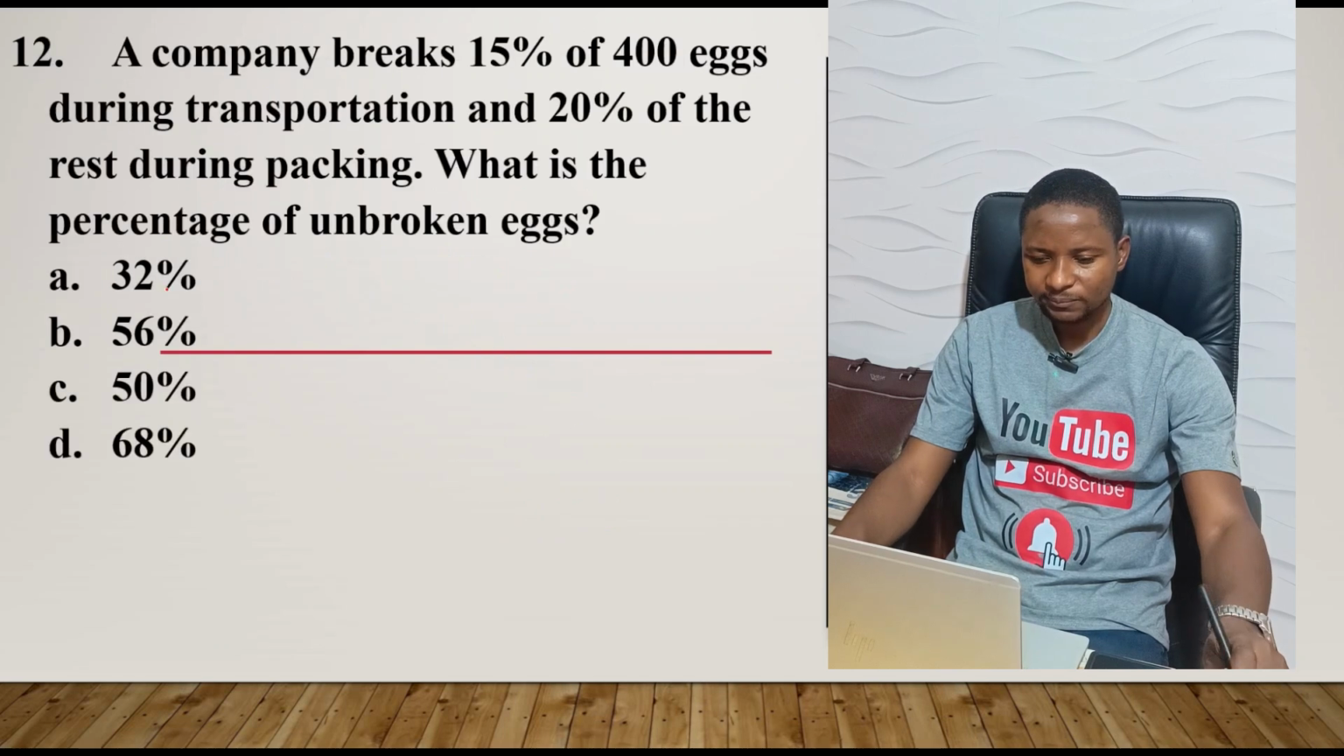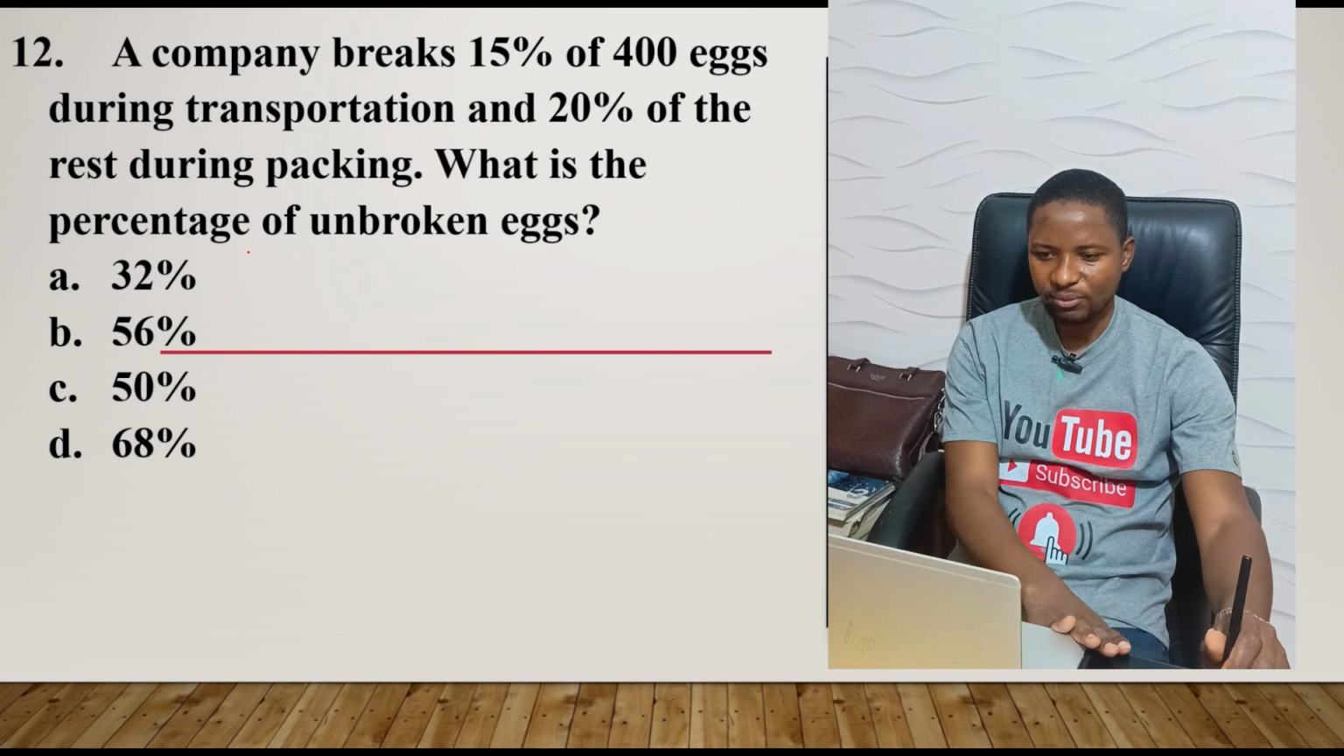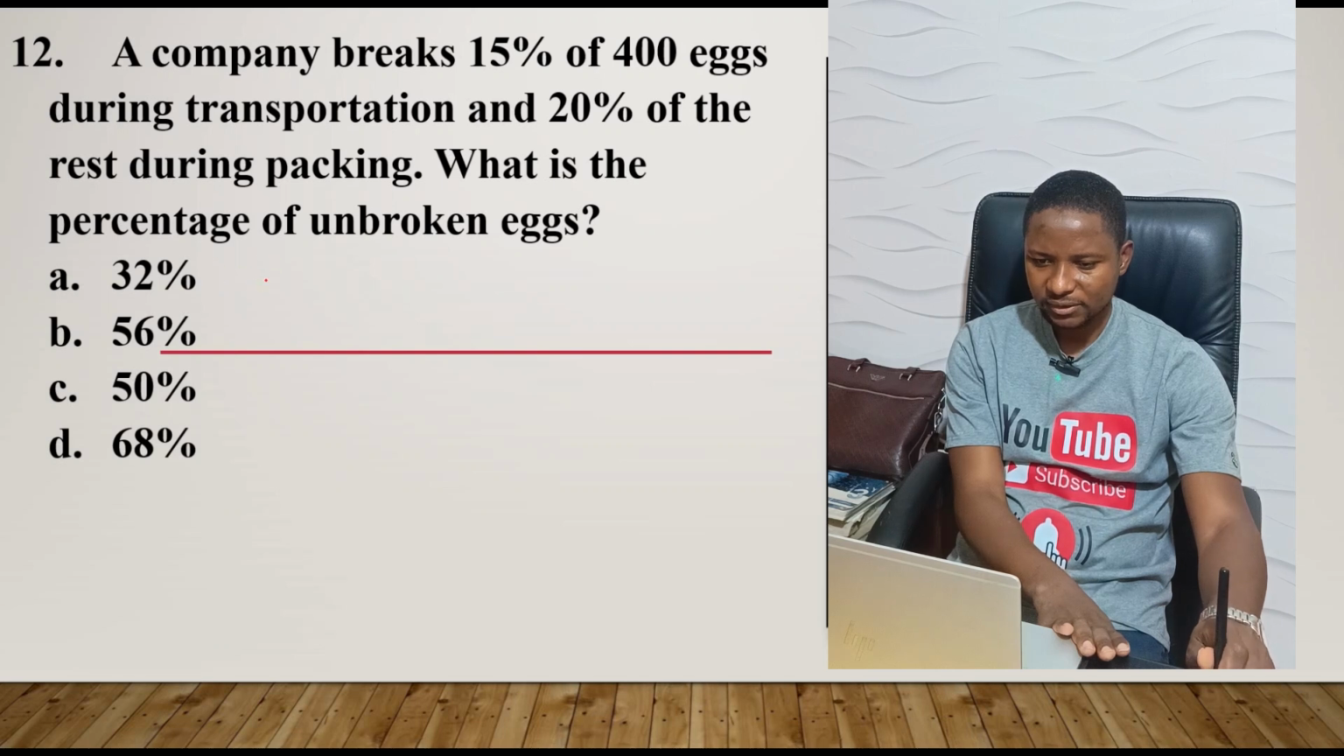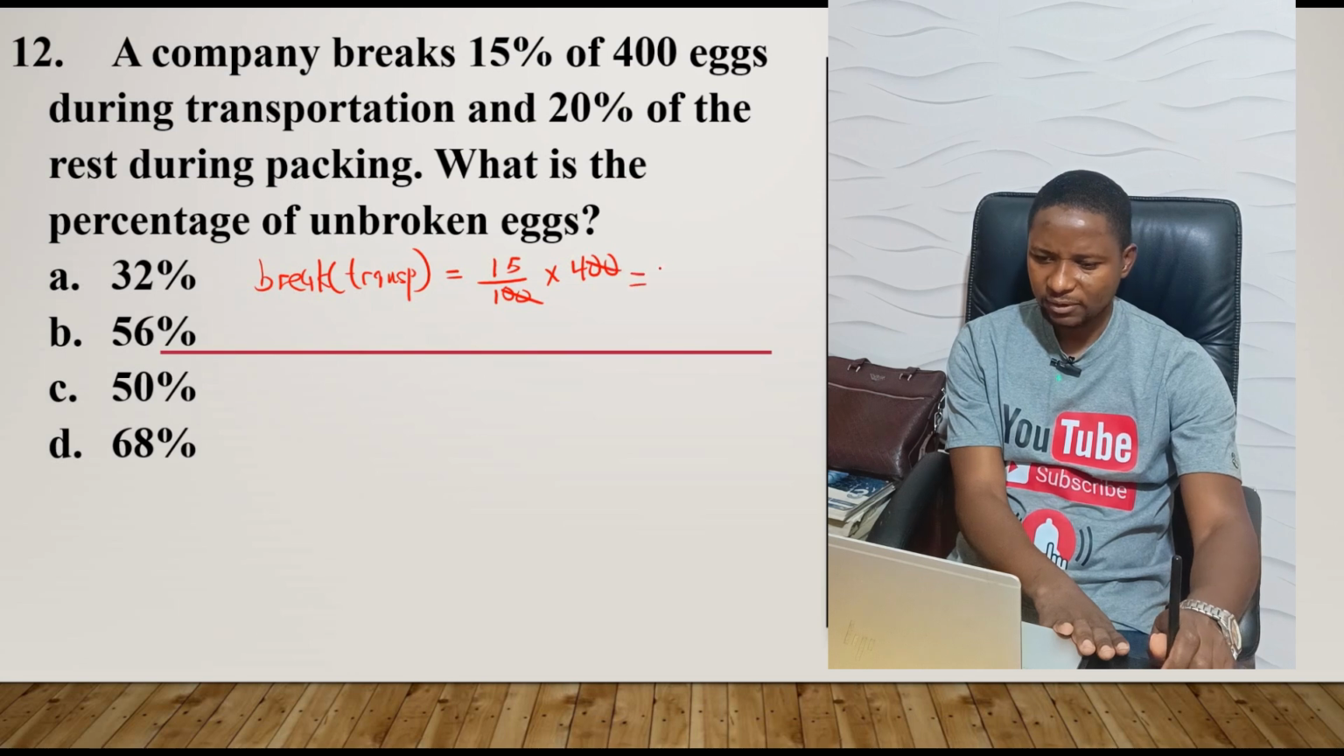Moving on to question 12. Question 12 says a company breaks 15% of 400 eggs during transportation. Okay, let's call that break 1, or transport. So they broke 15%, that's 15 over 100 times 400. Let's cancel out. 4 times 15, I think that's 60. So what is left will be 400 minus 60, and that will give you 340.